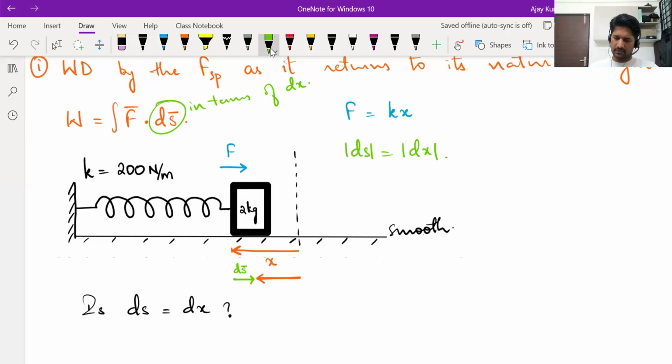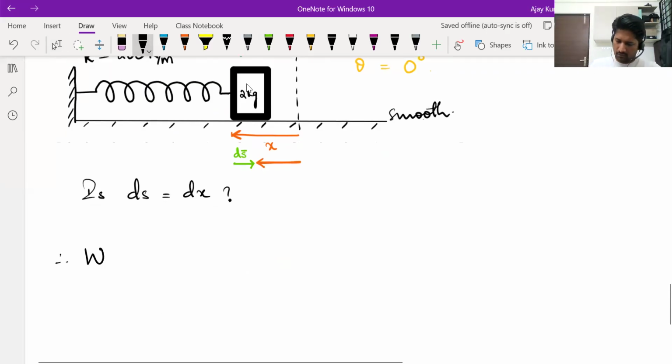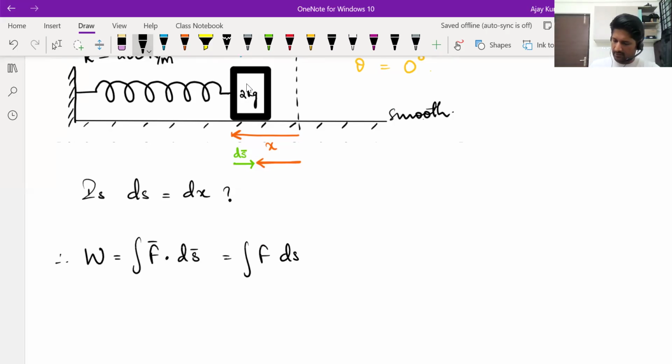Next, we have to take the dot product between force and displacement. So it is going to be F ds cos theta. Force is to the right because the spring is compressed, it will push. The block is also moving to the right only. Then the angle theta between force and displacement ds is 0. Therefore, work done by the spring force, which is F dot ds, which we write as F ds cos theta, can now be expressed as kx dx cos 0. Cos 0 is 1.